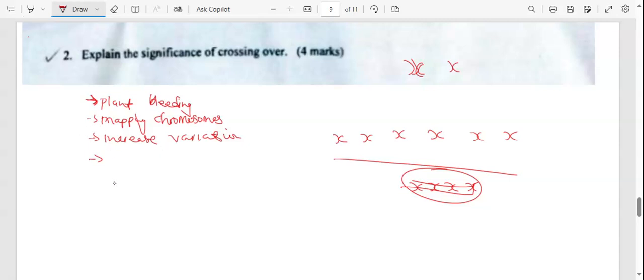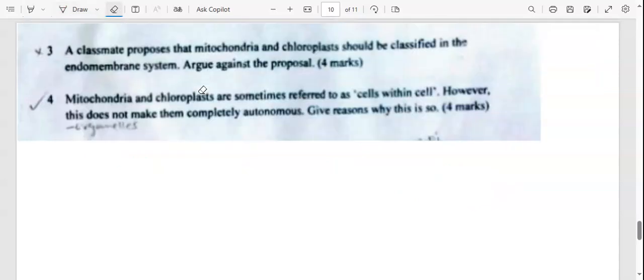So it needed 4 marks. So you can also say it helps in the establishment of linear arrangement. So it will help us to establish that. Okay, so thank you very much. That is for question one.